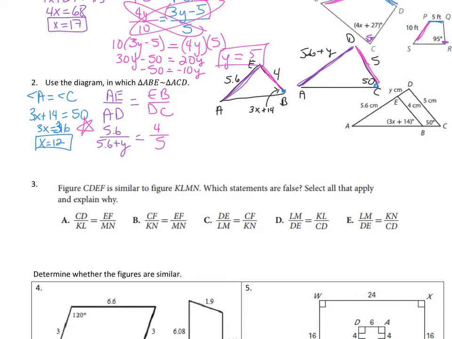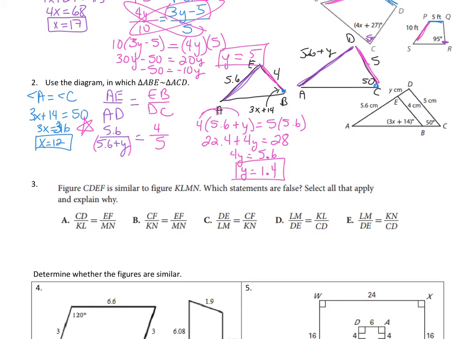All right, so your final answer for Y should be 1.4. And here's all the work that goes with it. We first just set up your equation like this. If you distribute, you get 22.4 plus 4y equals 28. If we move this to the other side by subtracting, we get 5.6. Then we have to divide everything by 4, and we get 1.4 for your final answer on that one.